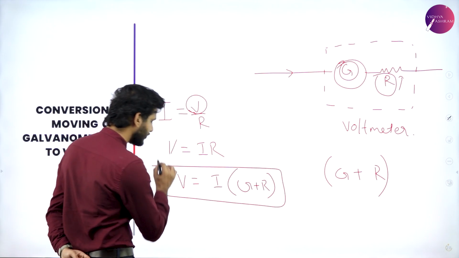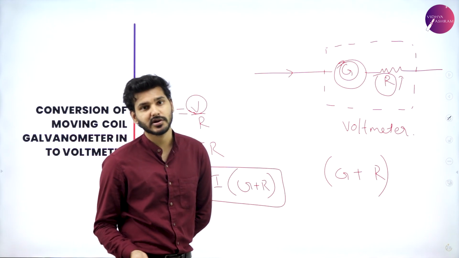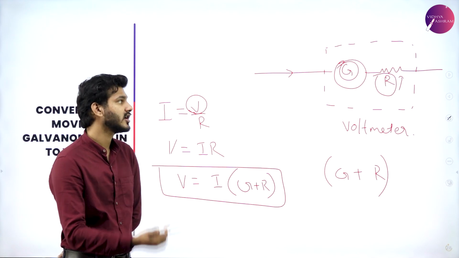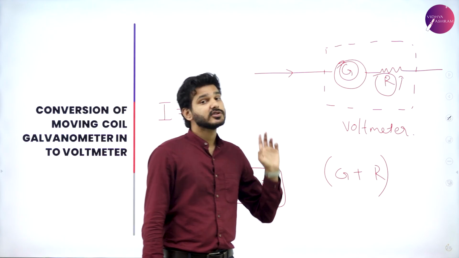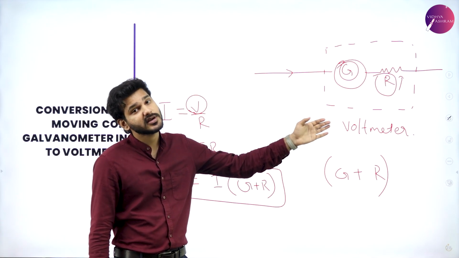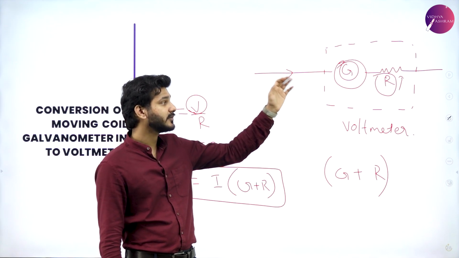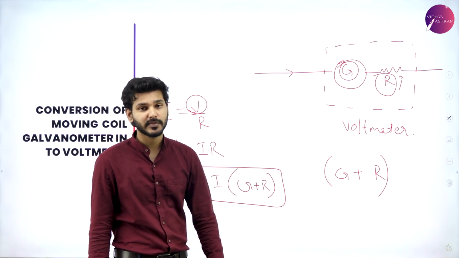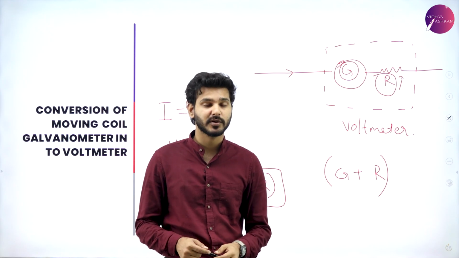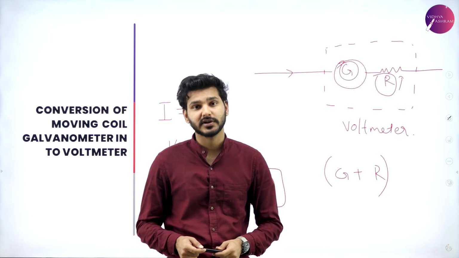If you want to convert a moving coil galvanometer into a voltmeter, you can use this particular equation, and it is very simple. If it is connected in series, we make a voltmeter, and if it is connected in parallel, we make an ammeter. That is the only thing you have to remember about this and the equations pertaining to it.